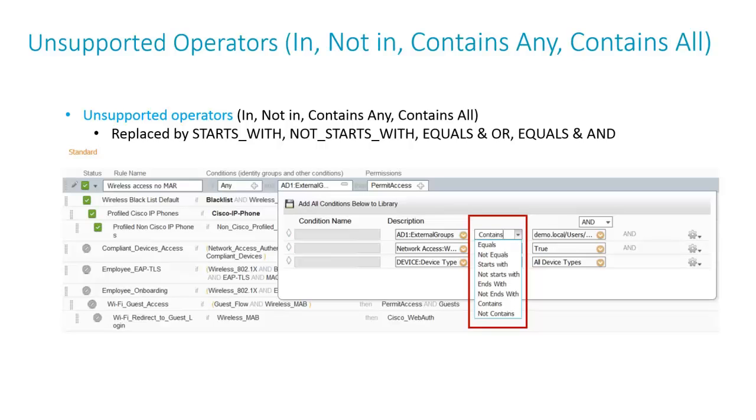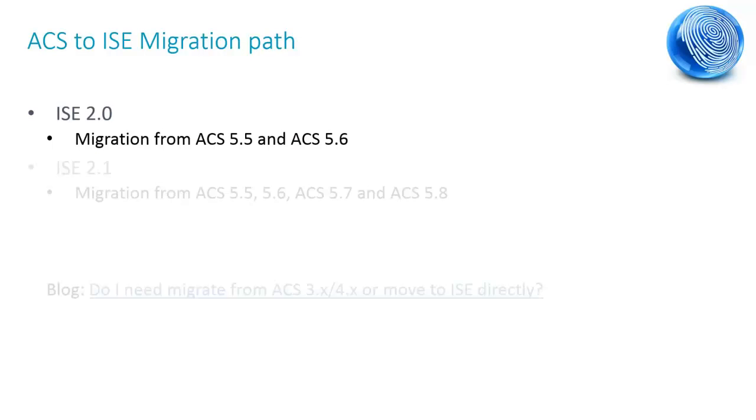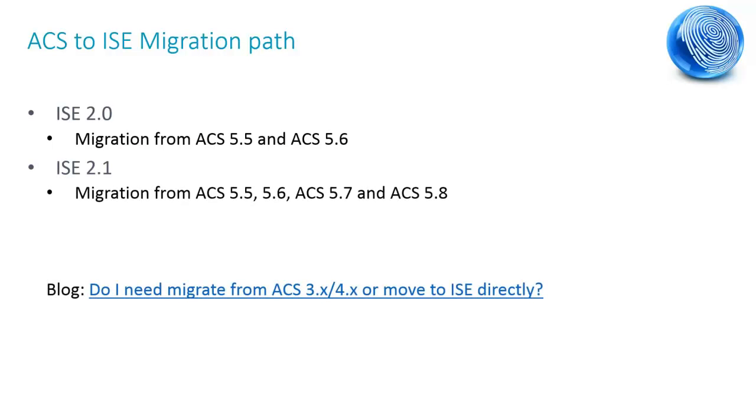Fantastic. Now that we have covered the feature comparison as well as some of the hidden differences, that would answer the top of the mind question for anyone, right? The second question would be, what is the migration path? And that depends on whether you're migrating from a later version of ACS or an older version of ACS. So ACS 5.5 and 5.6 can be migrated to ISE 2.0. ISE 2.1 supports migration from all the last 4 versions of ACS.